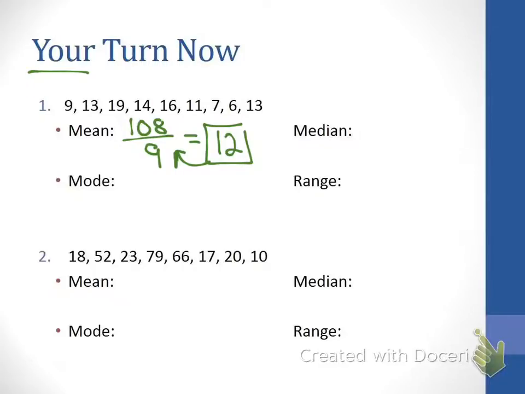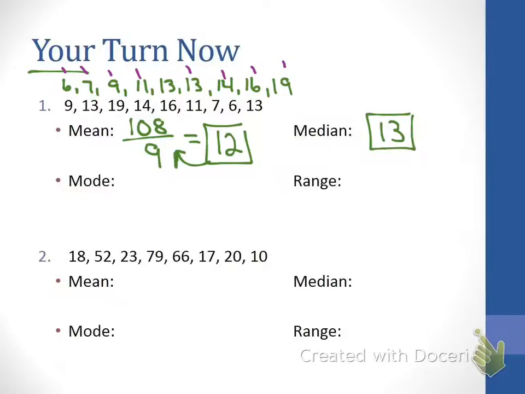Now, on the median, I needed to put them in order, least to greatest. 6, 7, 9, 11, 13, 13 twice, 14, 16, and 19. Now for the median, I like just doing little tick marks above each number, working my way inside, and my median is 13.